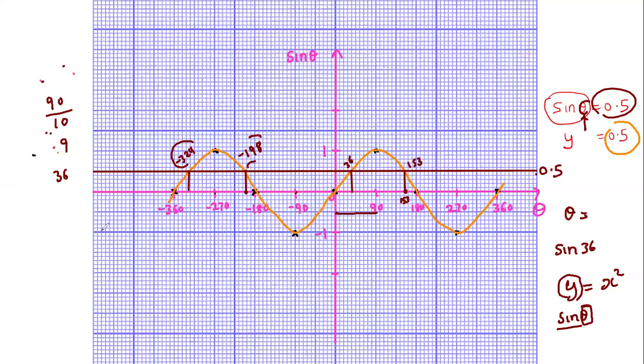If you want, you could even say that sine theta is equal to 0.5, but this is your y. So you say y is sine theta. Where you substitute the values to plot is always your y.